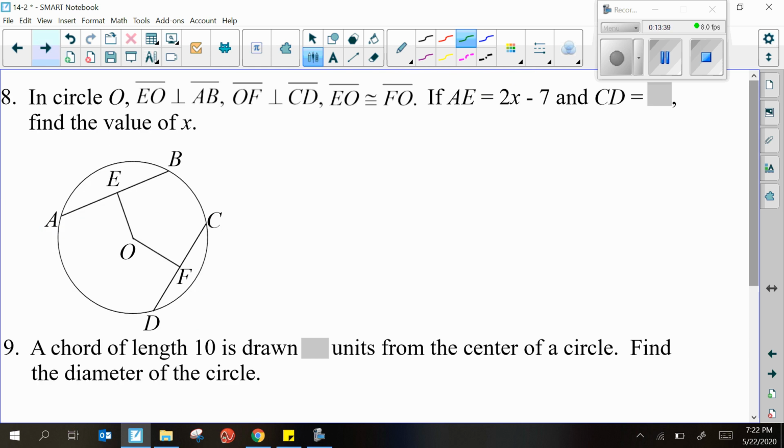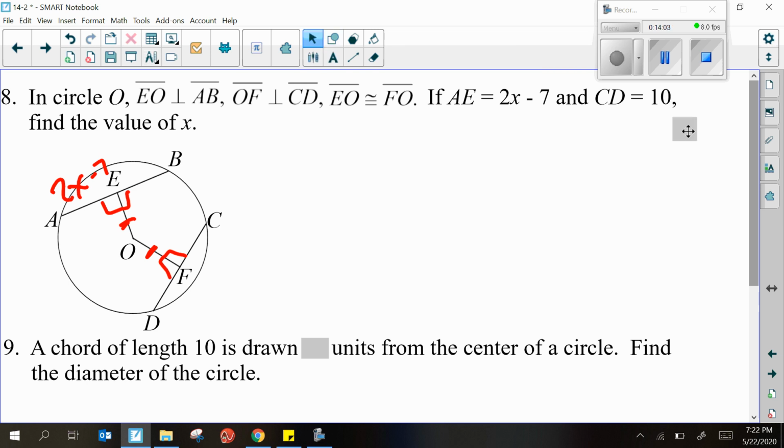All right, 8. We've got circle O, so that means it's the center. We have EO and AB are perpendicular, as are OF and CD. And we have EO is congruent to OF. If AE is 2x minus 7 and CD is 10, we want to figure out the value of X.